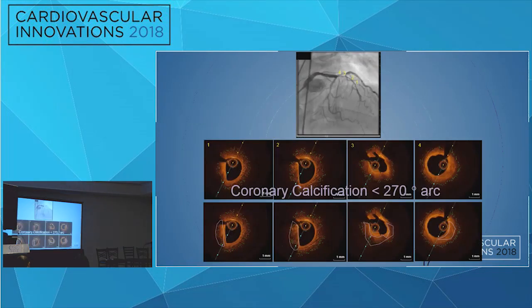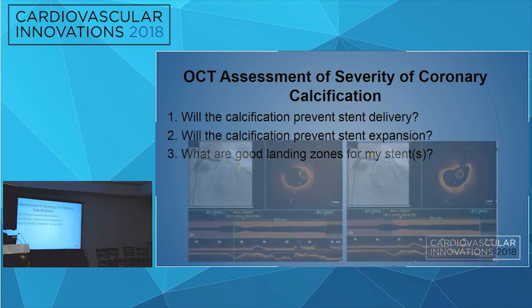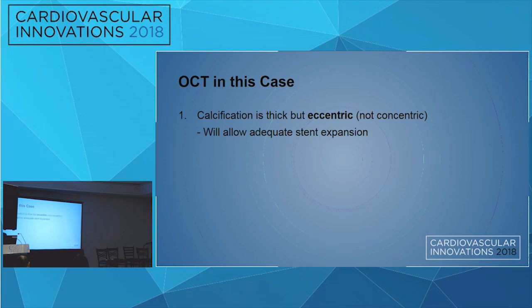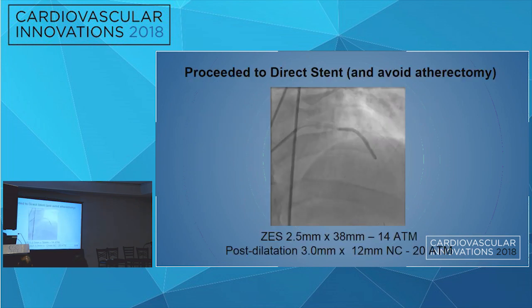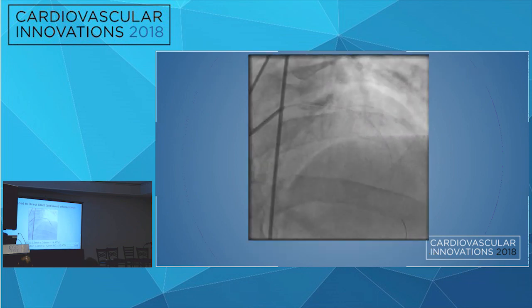Going back to identifying this calcification pattern, we felt that we could proceed with stenting this lesion. Our stents would probably be D-shaped, but we would achieve good lumen gain. On OCT, the calcification was thick but eccentric, so it would allow adequate stent expansion against the non-calcified wall. There were good landing zones, so we proceeded to direct stent this vessel with a zotarolimus-eluting stent, 2.5 by 38, post-dilated up to 3.0 at 20 atmospheres.